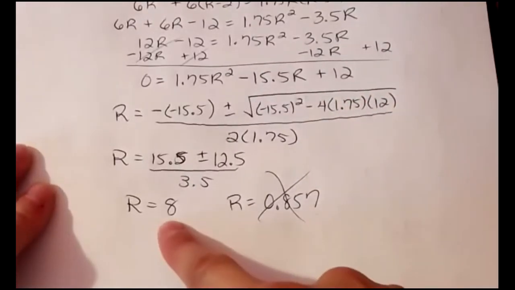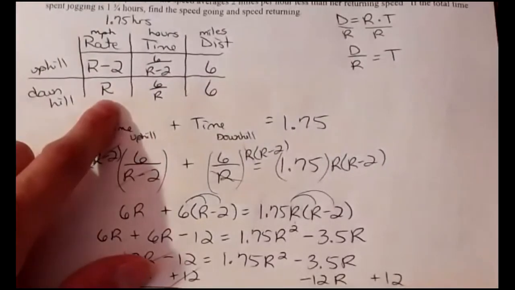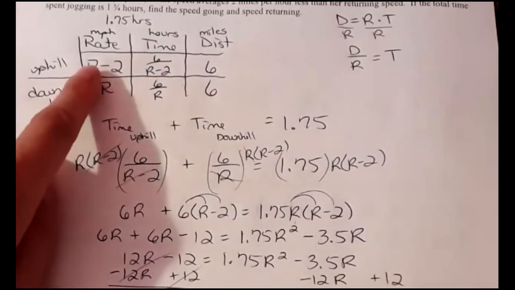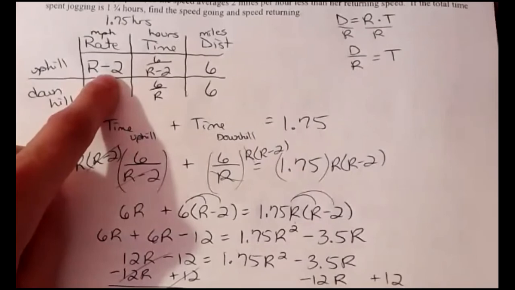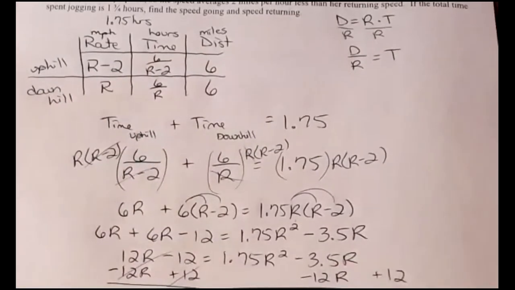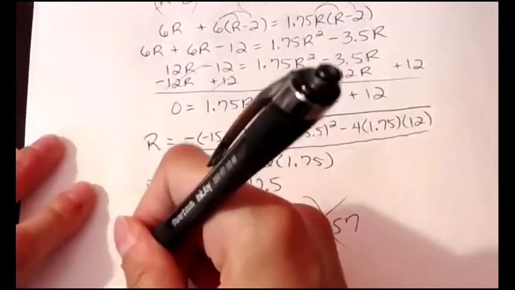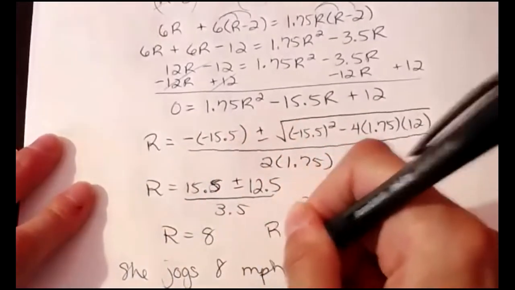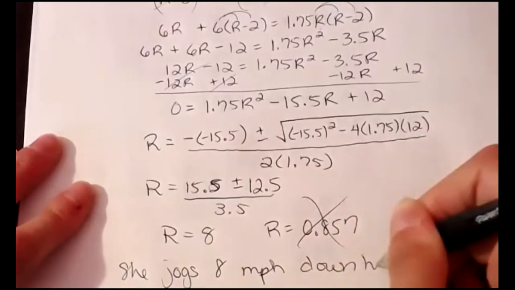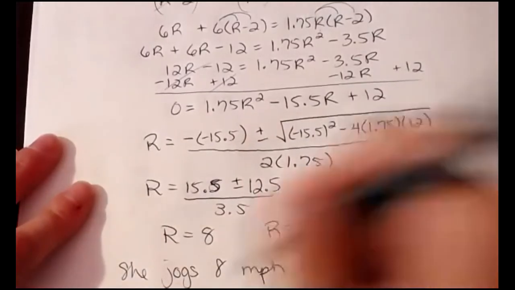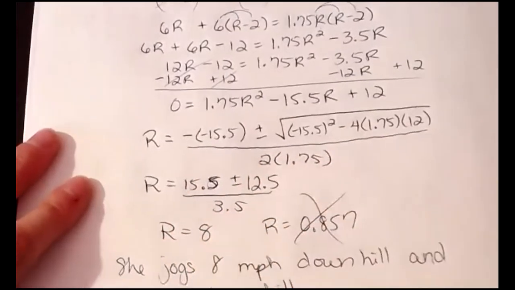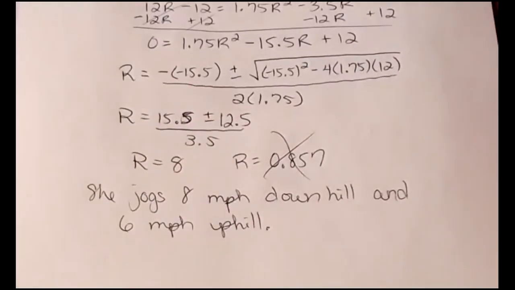So what I notice here is that if r is 8, let's take a look. If r is 8, then my speed downhill is 8 miles per hour, and the speed uphill is 8 minus 2, which is 6 miles per hour. So let's write our solution. She jogs 8 miles per hour downhill and 6 miles per hour uphill. And that is your solution.